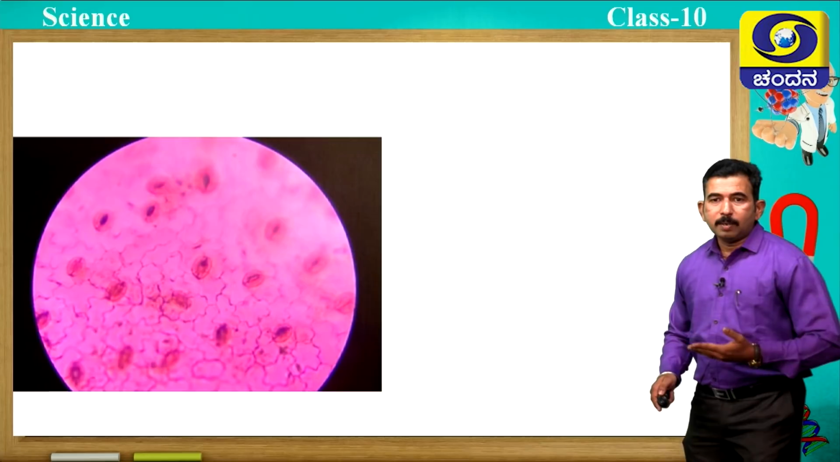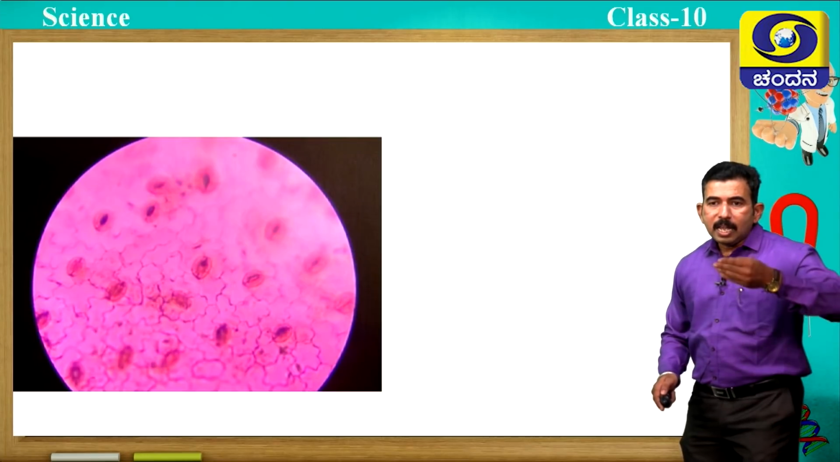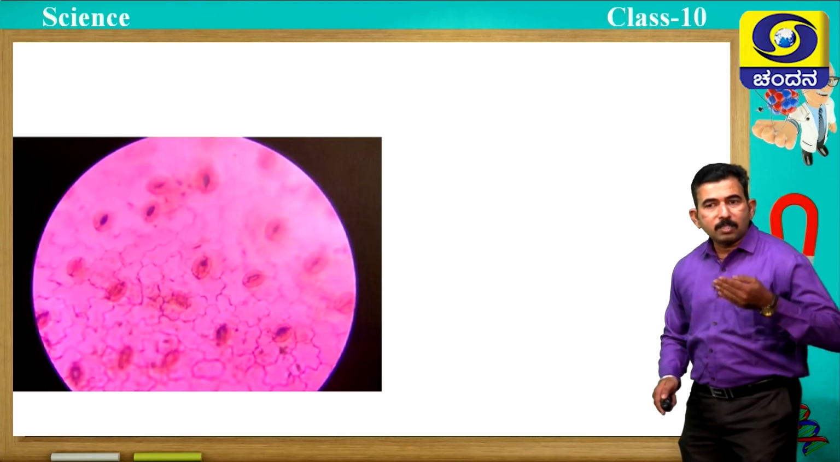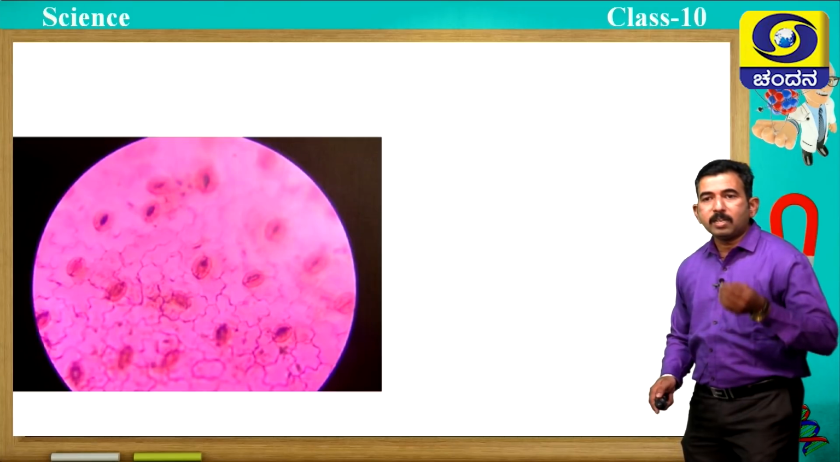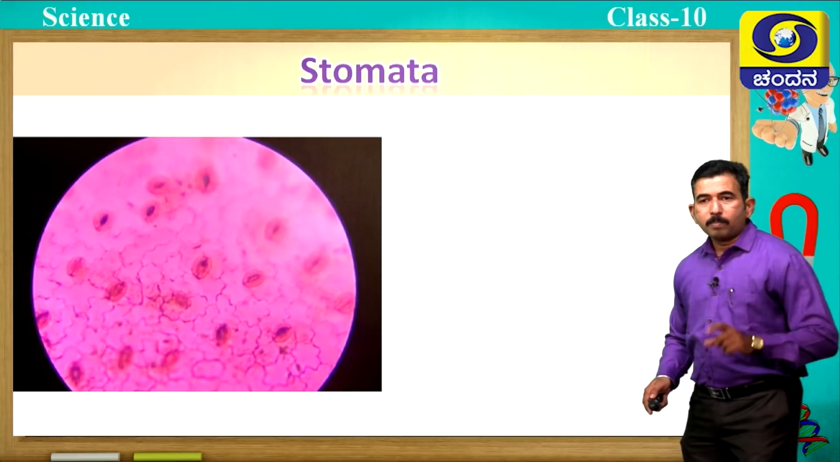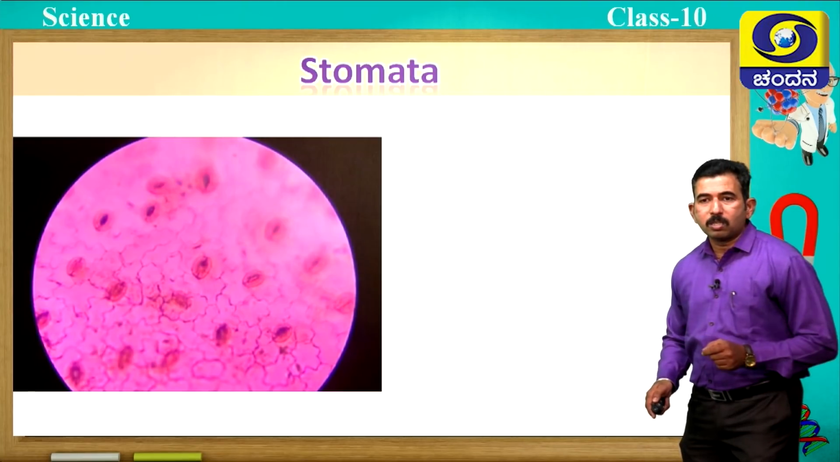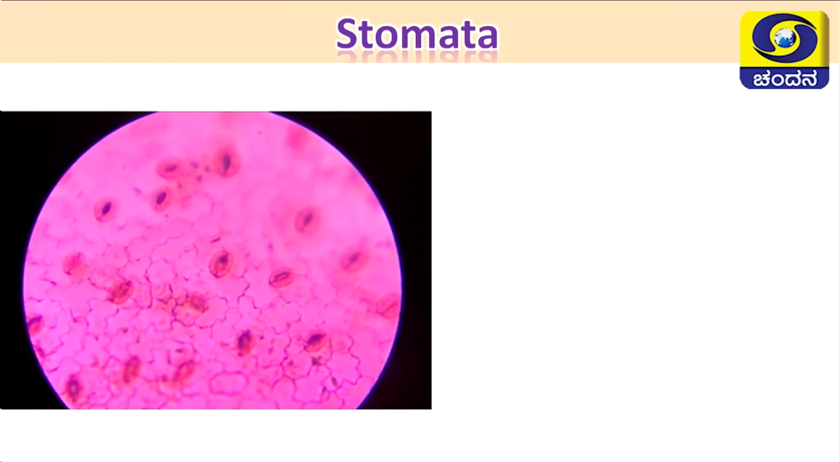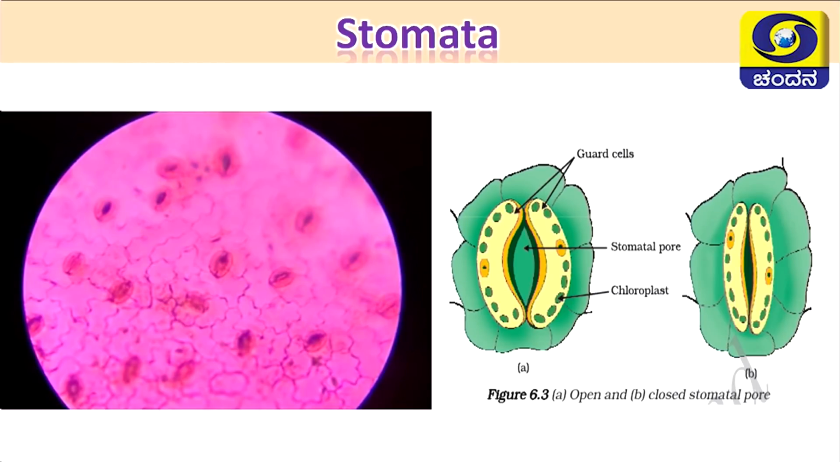When you observe a thin layer of the lower epidermis of a leaf under the microscope by using safranin or any basic dye, you can observe the structure of minute pores which play a very important role in exchange of gases. These stomata play a very important role in exchange of gases. So, you can observe the picture.